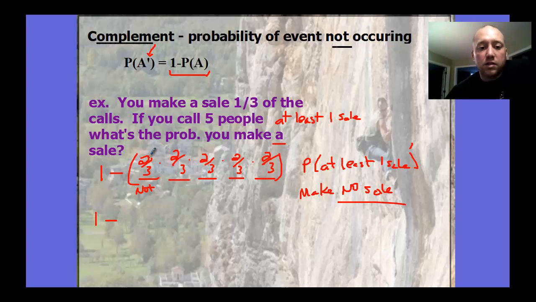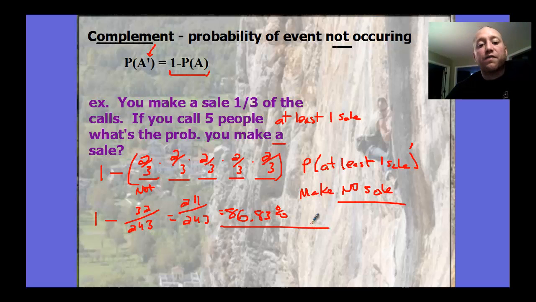So 1 minus, when you find the complement, you get 211 over 243, which is an 86.83% chance that in 5 phone calls, I would make at least 1 sale.